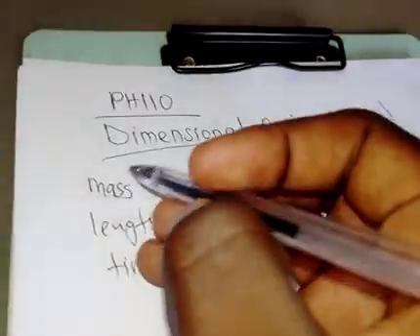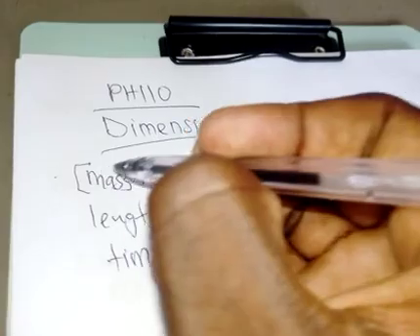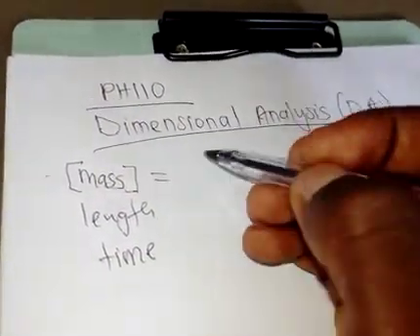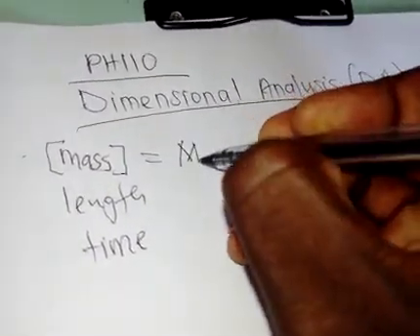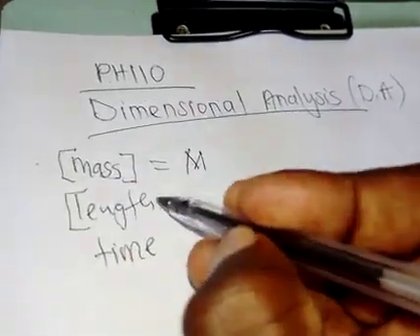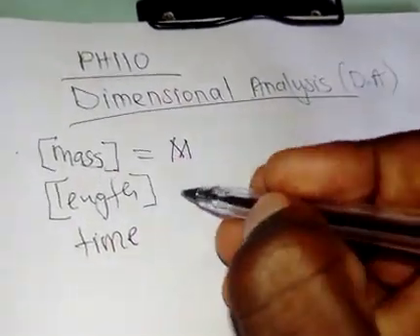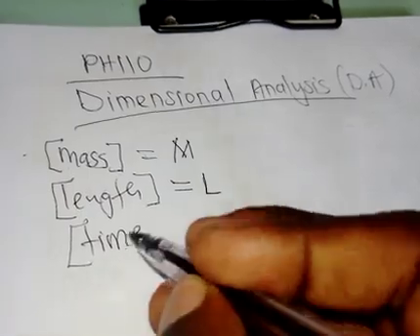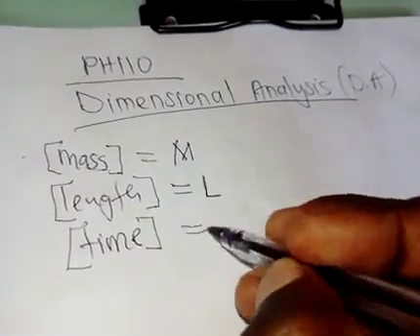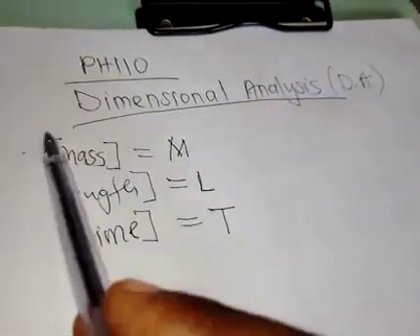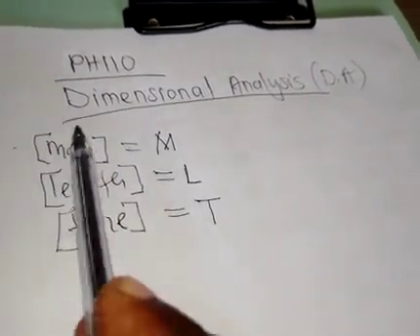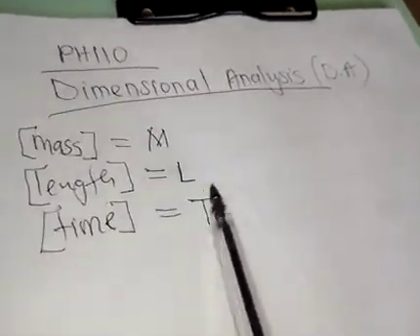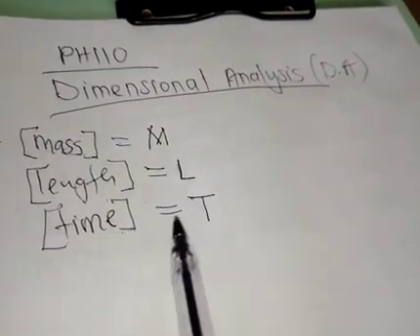For mass, if we write it in square brackets like that, we are saying dimensions of mass equals capital letter M. You should take note of that: dimensions of mass we use capital letter M, dimensions of length we use capital letter L, and dimensions of time we use capital letter T. So we're using square brackets to say dimensions of mass equals M, dimensions of length equals L, dimensions of time equals T.